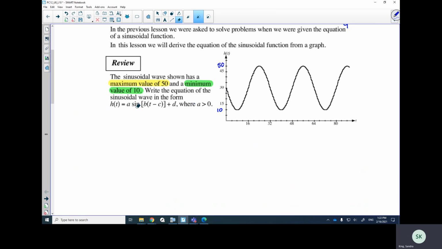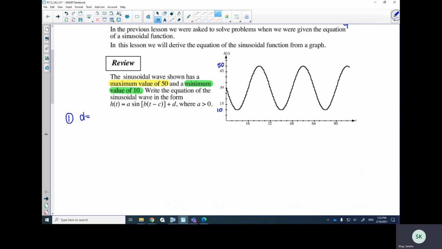Okay, write the equation of the sinusoidal wave in this form here. So they're just saying we have to find everything: the D value, the A value, the phase shift. They're only telling us that this is a sine graph. When I do these questions, where I always want to start is that midline. That's where I always start. I want to put the midline in first.